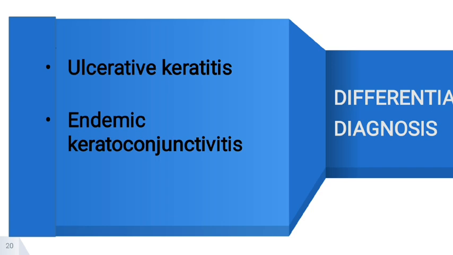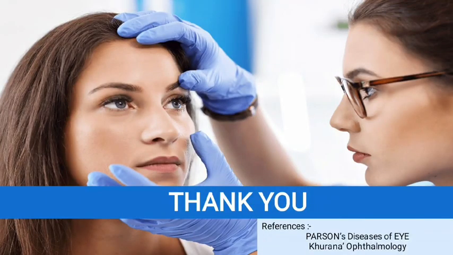Here are some differential diagnoses which can be correlated or confused with corneal trauma. First one is ulcerative keratitis and the second one is epidemic keratoconjunctivitis. That's the end of our report.